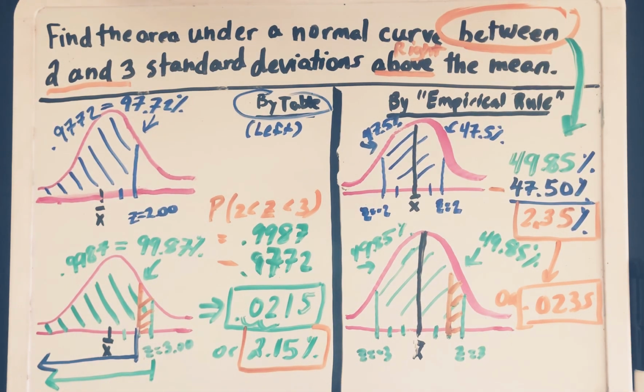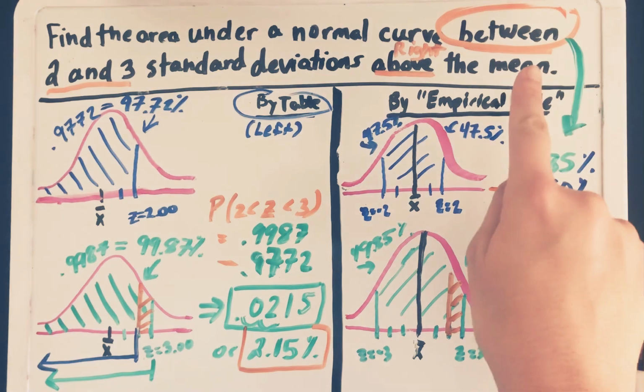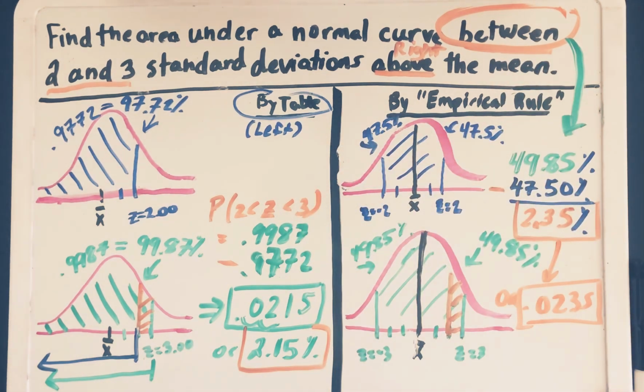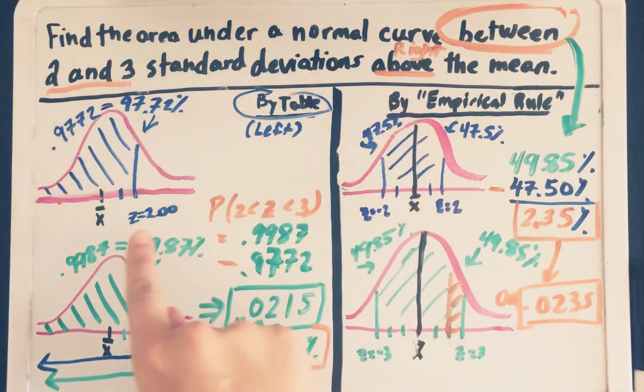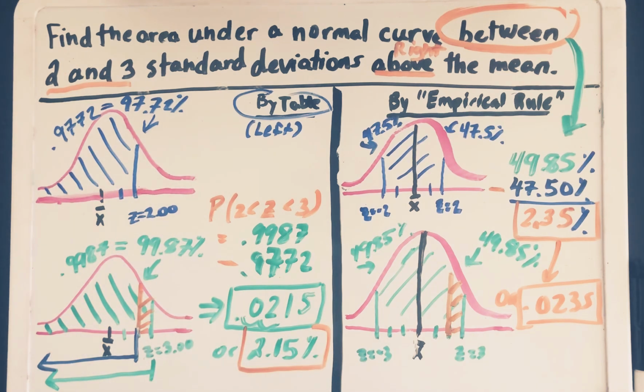Well, I hope this has been helpful for you. Keep in mind, between always means you'll need to subtract the larger area minus the smaller, and above the mean means to go to the right, and also that if you are above the mean, your z-score is positive, not negative. I hope this was helpful.